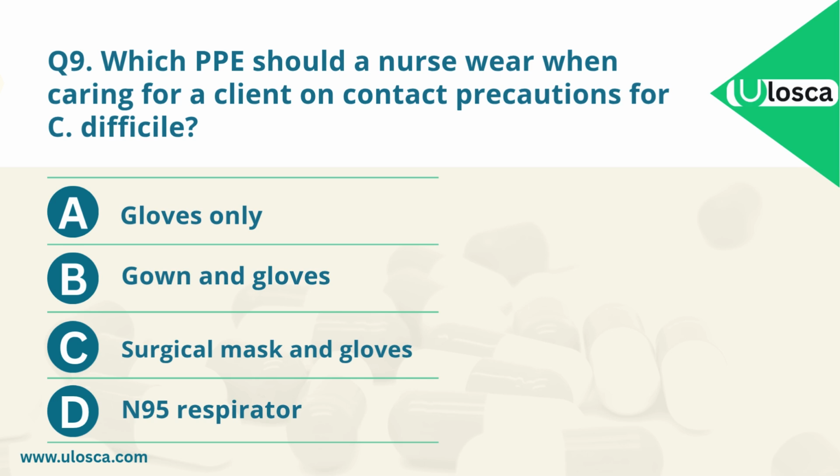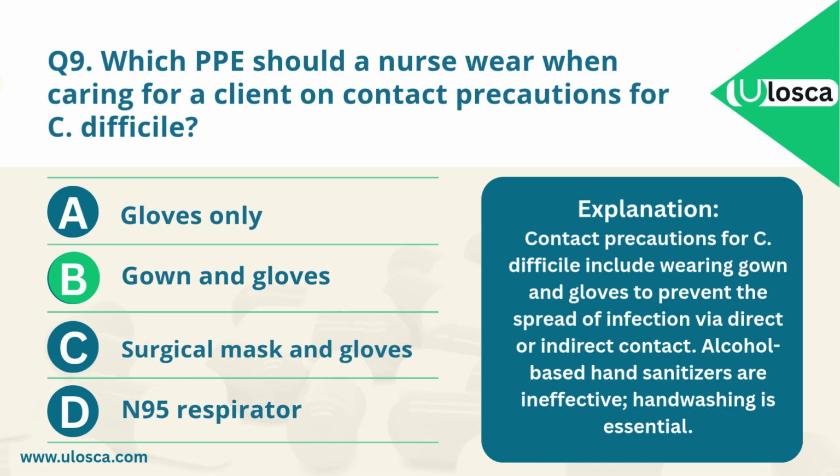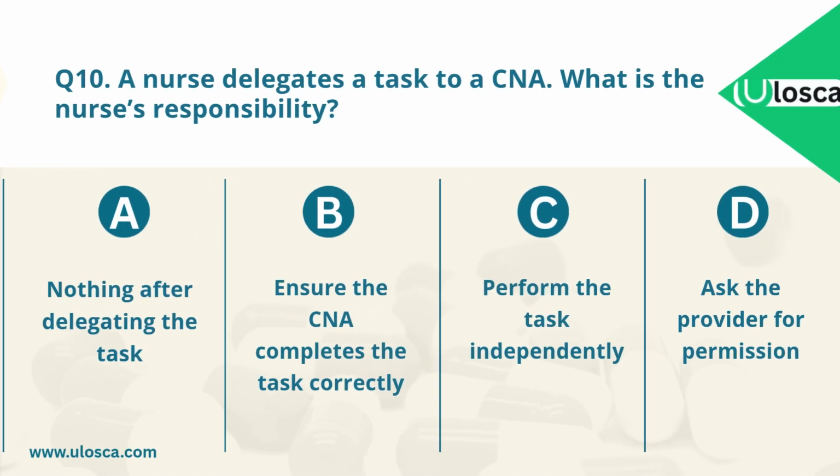The correct answer is B. Gown and gloves. Explanation. Contact precautions for C. difficile include wearing gown and gloves to prevent the spread of infection via direct or indirect contact. Alcohol-based hand sanitizers are ineffective. Hand washing is essential.